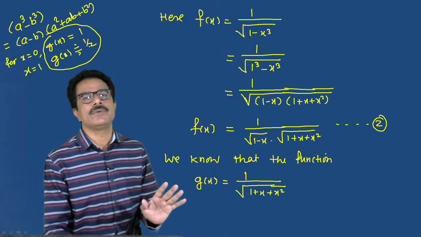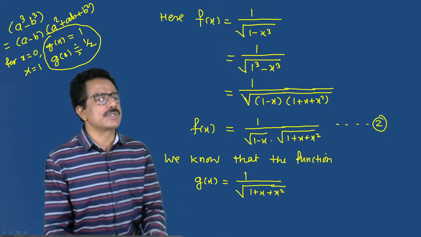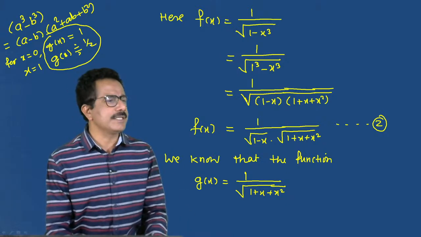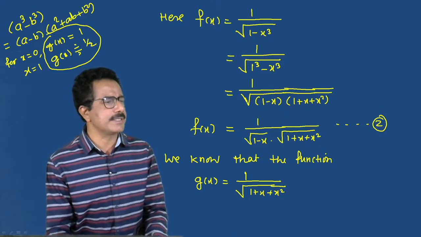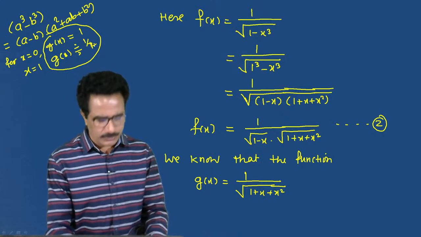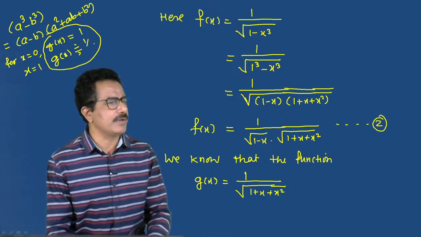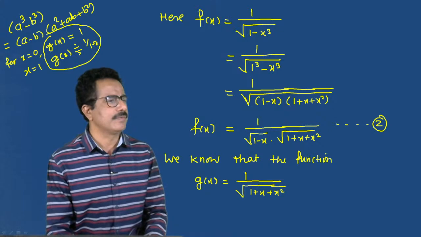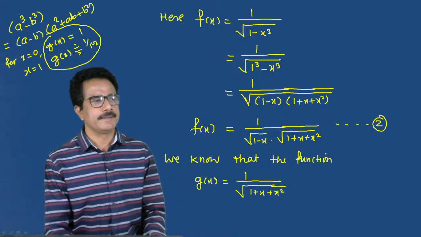Approximately equal to 1 by 2, or it is approximately equal to 1 by 1 point whatever it may be. Suppose 1 point, the square root of 1 point 3 would be 1.2. So we can write approximately equal to 1.2, 1 by 1.2.